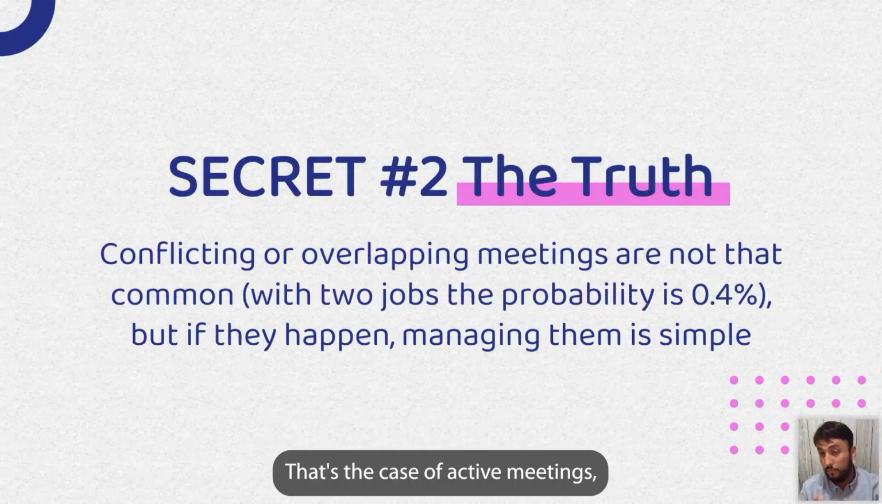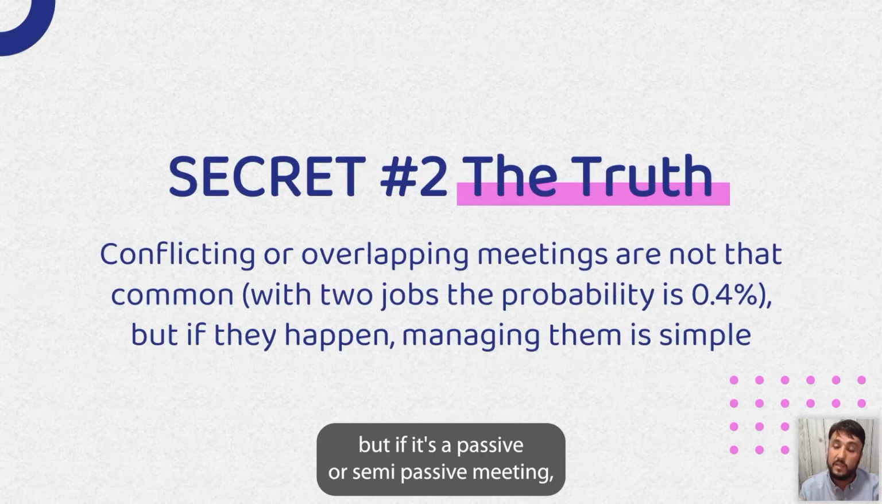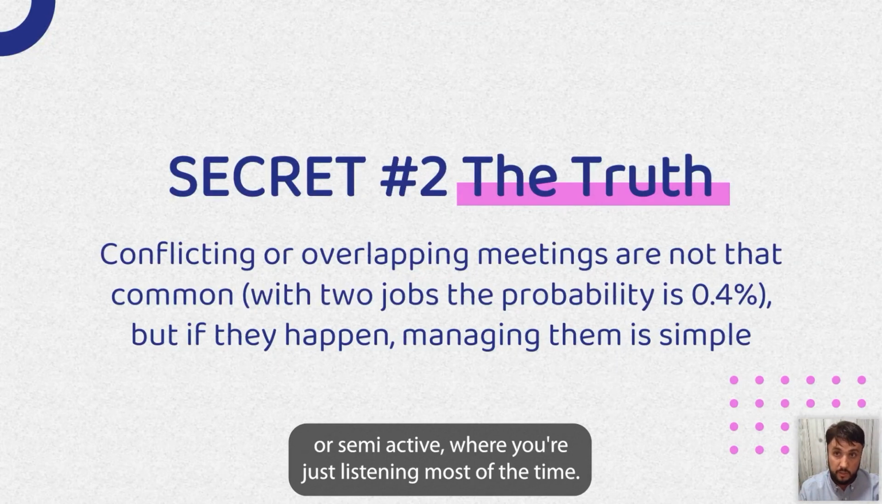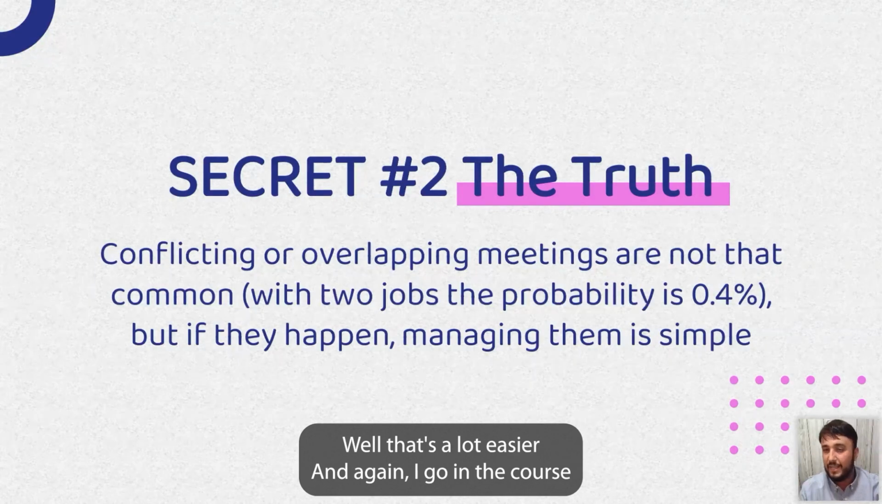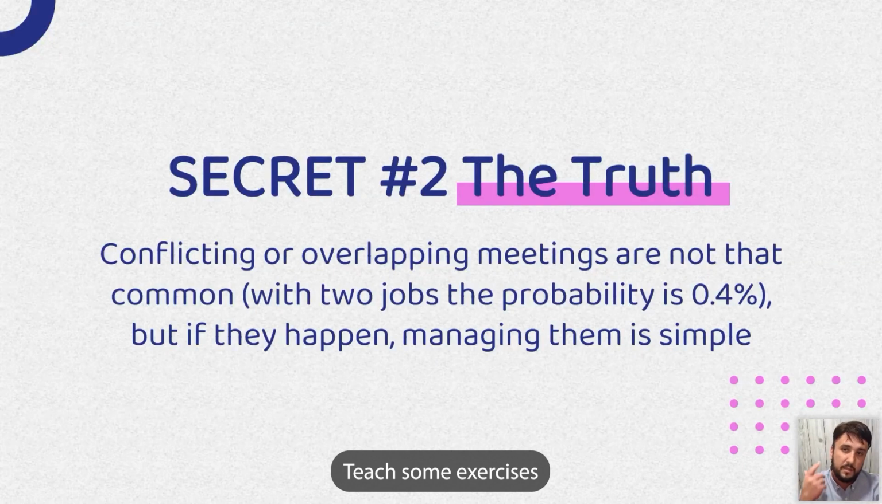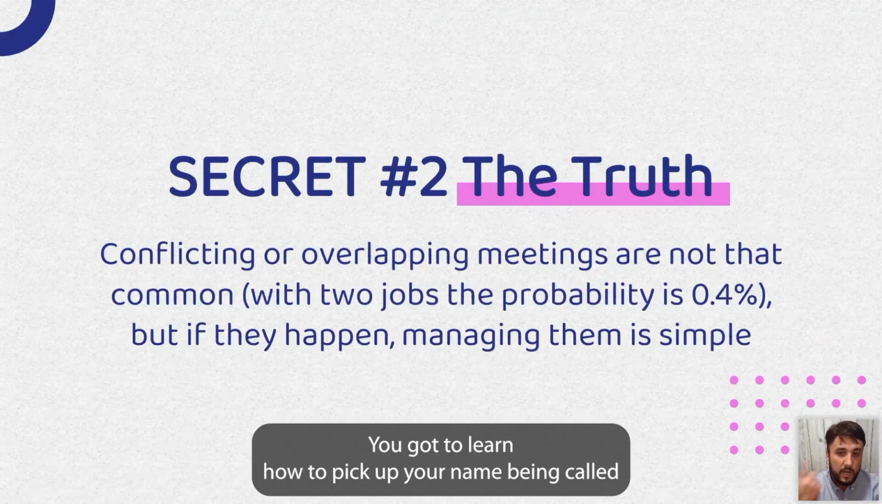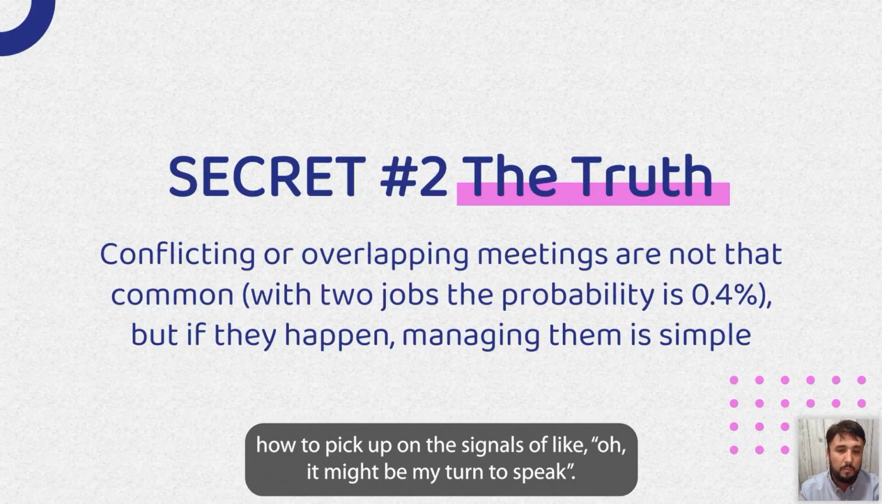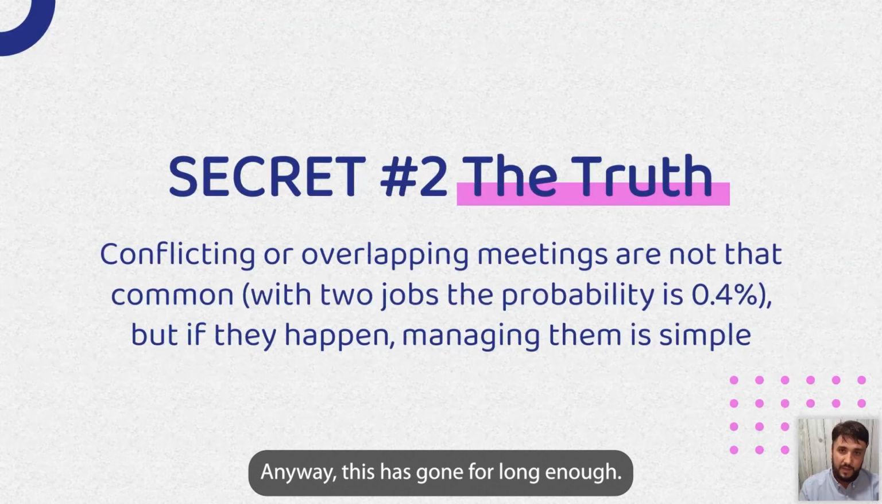But that's the case of active meetings. If it's a passive or semi-passive meeting, or semi-active, where you're just listening most of the time, well, that's a lot easier, right? And again, in the course I teach some exercises: you've got to learn how to pick up on your name being called, how to pick up on the signals of, oh, it might be my turn to speak, right? Anyway, this has gone on long enough, this thing on conflicting meetings.